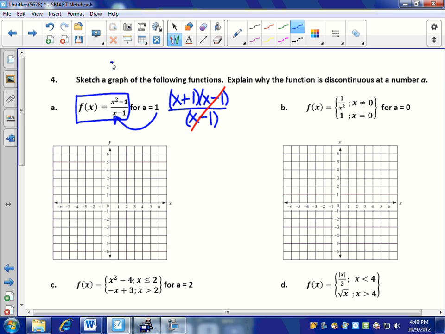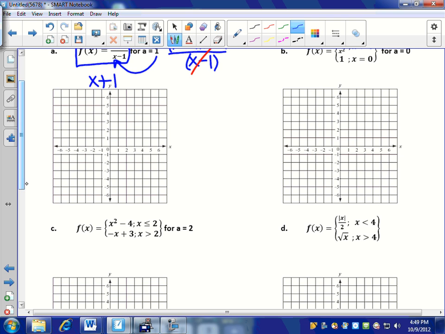This function wants to look like x plus 1. And that graph looks like this, except at x equals 1, it has a hole. Some people said, how did you know to put the hole at 1, 2?